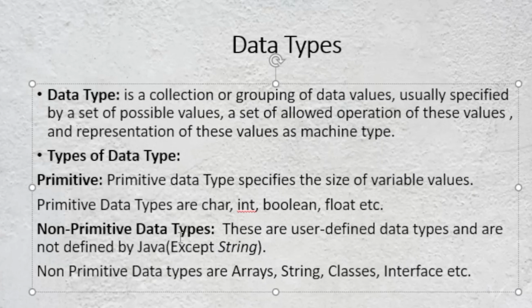And next we have non-primitive data types. These are user-defined data types and are not defined by Java. They are defined by programmers, except String. String is defined in Java. So we have non-primitive data types like String, classes, interface, and array. So these are the non-primitive data types we have.